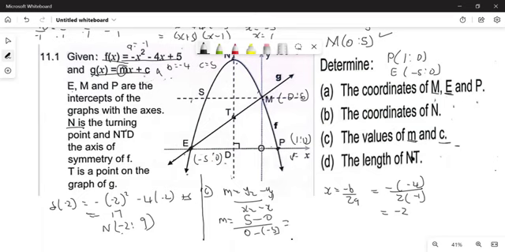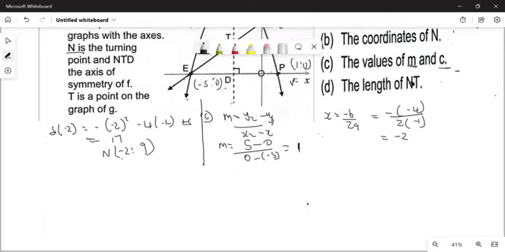And then if you do that, what is going to be our M? It's 1. Okay, we'll write M is going to be equal to 1. What else do they want? They want the value of C again. How do you get C?